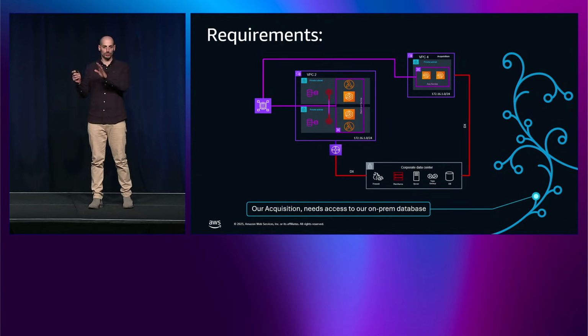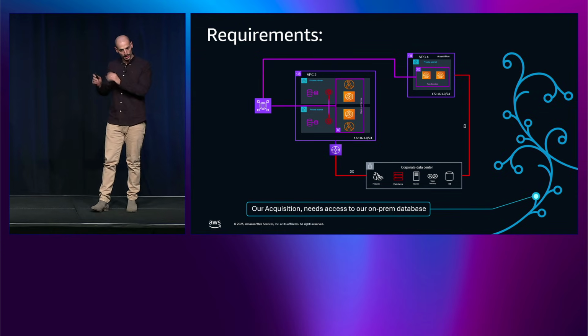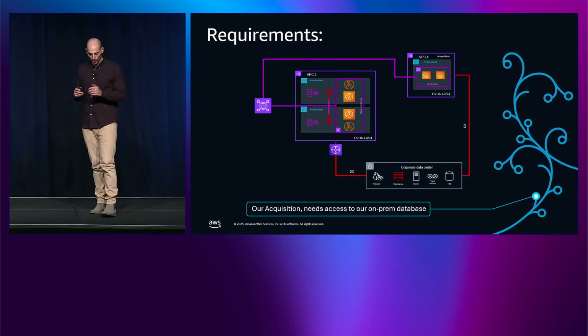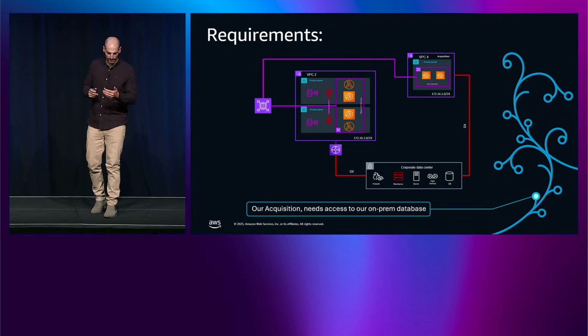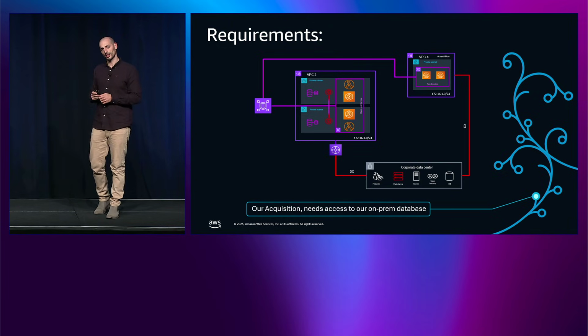Always those databases. So our acquisition needs to access that on-prem database, and right now they have a separate direct connect connection. They want to keep things separate. They don't want the acquisition to get access to the rest of the network. So they've done their own cooking there to have their dedicated direct connects. But we want to change that, make things a little bit easier, and eventually remove that second direct connect connection.